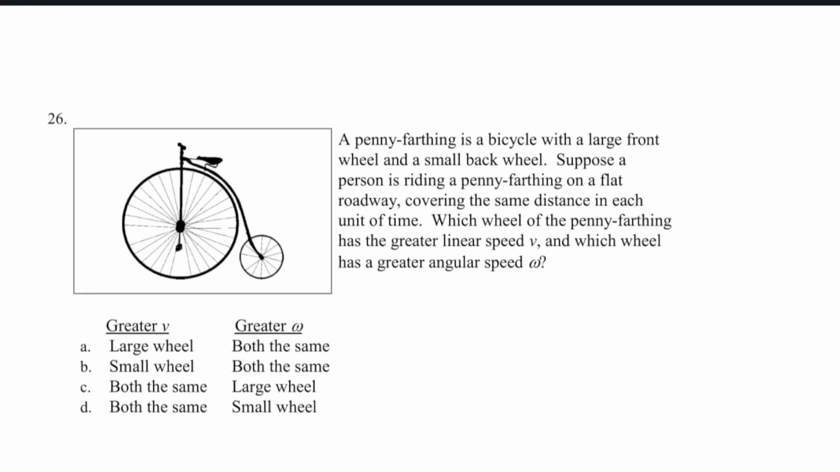A penny farthing is a bicycle with a large front wheel and small back wheel. Suppose a person is riding a penny farthing on a flat roadway, as one does, covering the same distance in each unit of time. Same distance in each unit of time. Well, d over t. Well, that just means that v is constant.